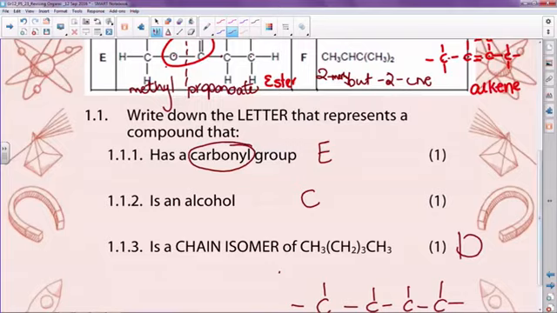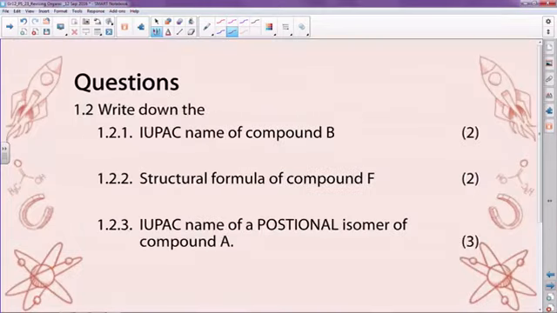Okay, so I'm not going to give you as much time. So here's the next questions. I want you to write down the IUPAC name of compound B, the structural formula of F, and the IUPAC name of a positional isomer of compound A. I'm only going to give you, mainly because 1.2.3 is a little harder, I'm giving you 2 minutes, and your time starts now.